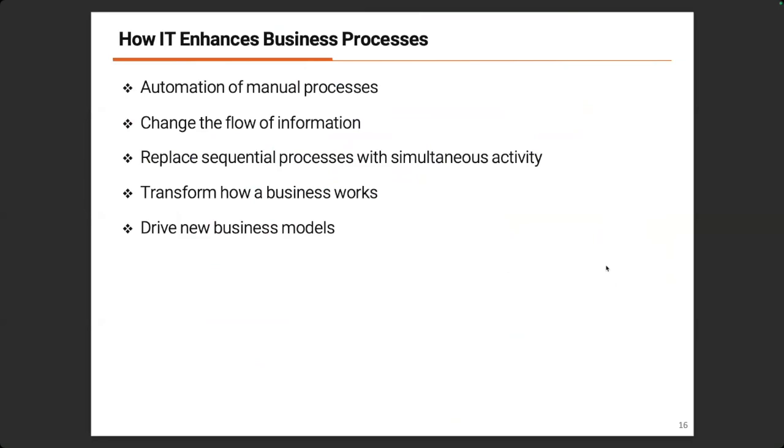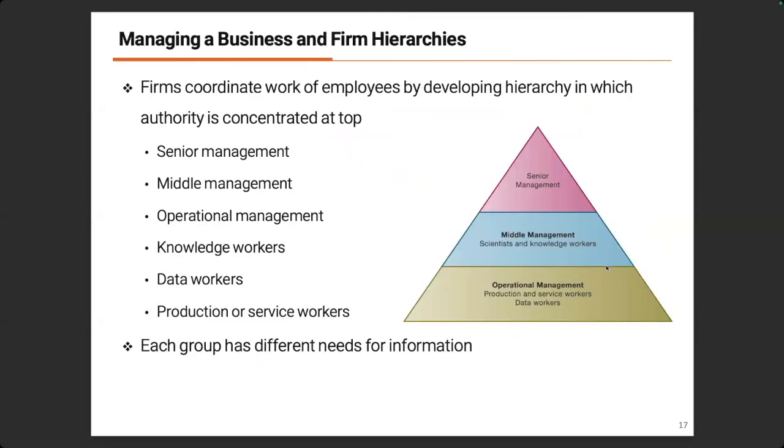To make business processes more efficient and effective, we need to have a clear understanding of how business actually works and how to make the business more efficient or effective by using information systems. And this is the figure we discussed in the previous lecture. It shows the hierarchical structure of a firm.